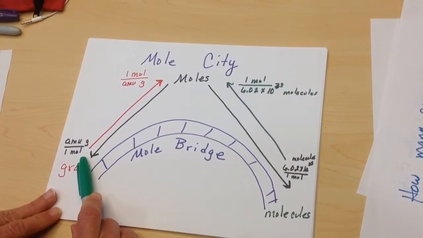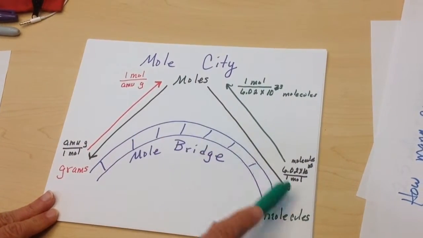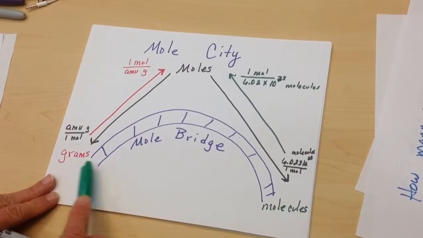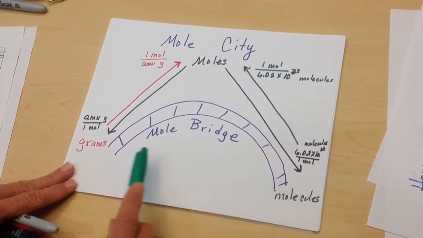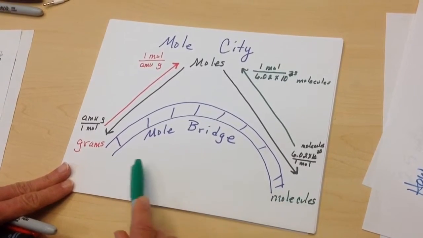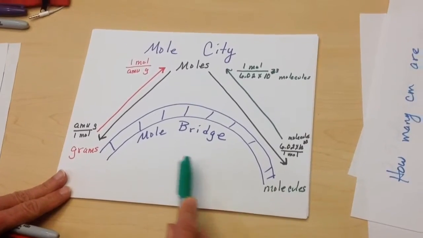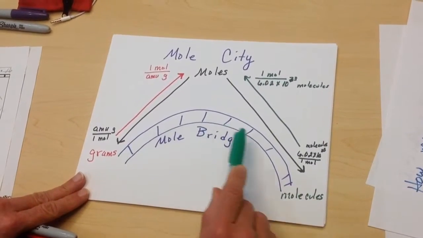We also have a road that will give us from molecules to moles and back. But we do not have any road that goes from grams to molecules. So how do I get from grams to molecules? I have to go over the mole bridge. The only way we can get from grams to molecules is to travel the mole bridge.